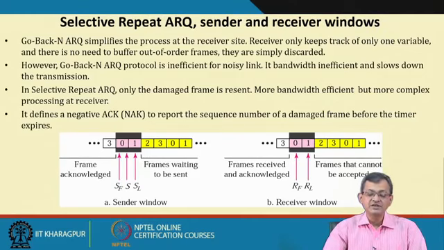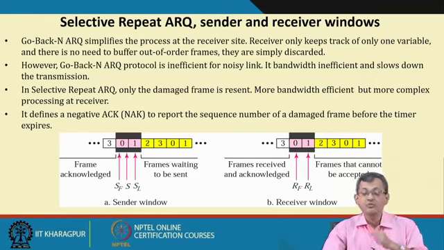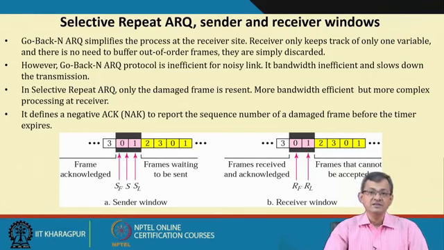Selective Repeat ARQ, sender and receiver windows, is another ARQ mechanism. Go-Back-N ARQ simplifies the process on the receiver side. The receiver keeps track of only one variable, and there is no need to buffer out-of-order frames; it simply discards them. If any frame comes out of order in Go-Back-N ARQ, you just simply discard it.